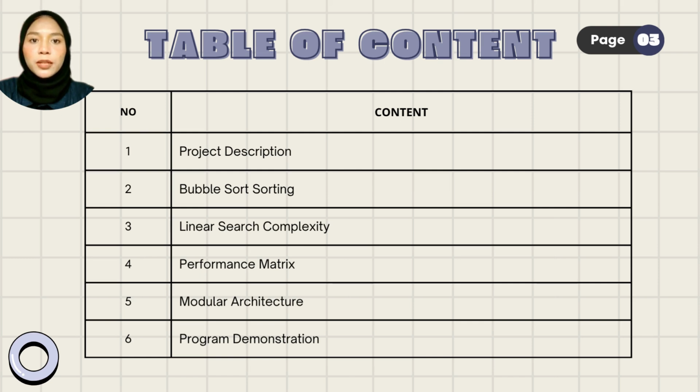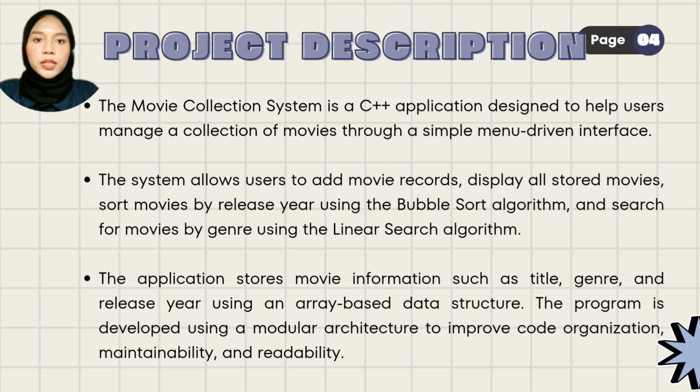Here is our roadmap for today. We will be going slide by slide through our project description, bubble sort, linear search complexity, performance matrix, modular architecture, and program demonstration. To give you the initial rundown on page 4, our system is an array-based C++ application designed to make managing a movie library completely simple and menu-driven. Our code handles core collection features like adding movies, sorting by release year or star rating, and finding specific records. To ensure maintainability and a clean design, we structure the entire app around a modular build.